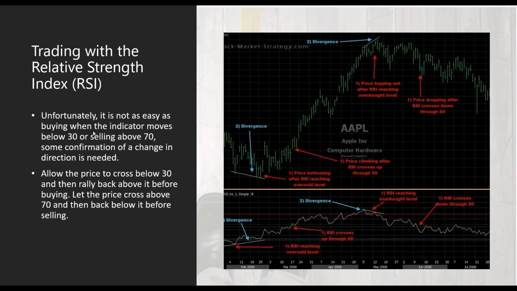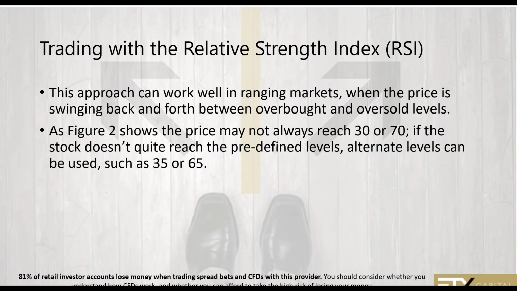Now, unfortunately, it's not as easy as buying when the indicator moves below 30 or selling when above 70. Some confirmation of a change in direction is needed. So as we can see on this little example chart over here, we can't just look at the indicator and blindly sell or buy above 70 and below 30.